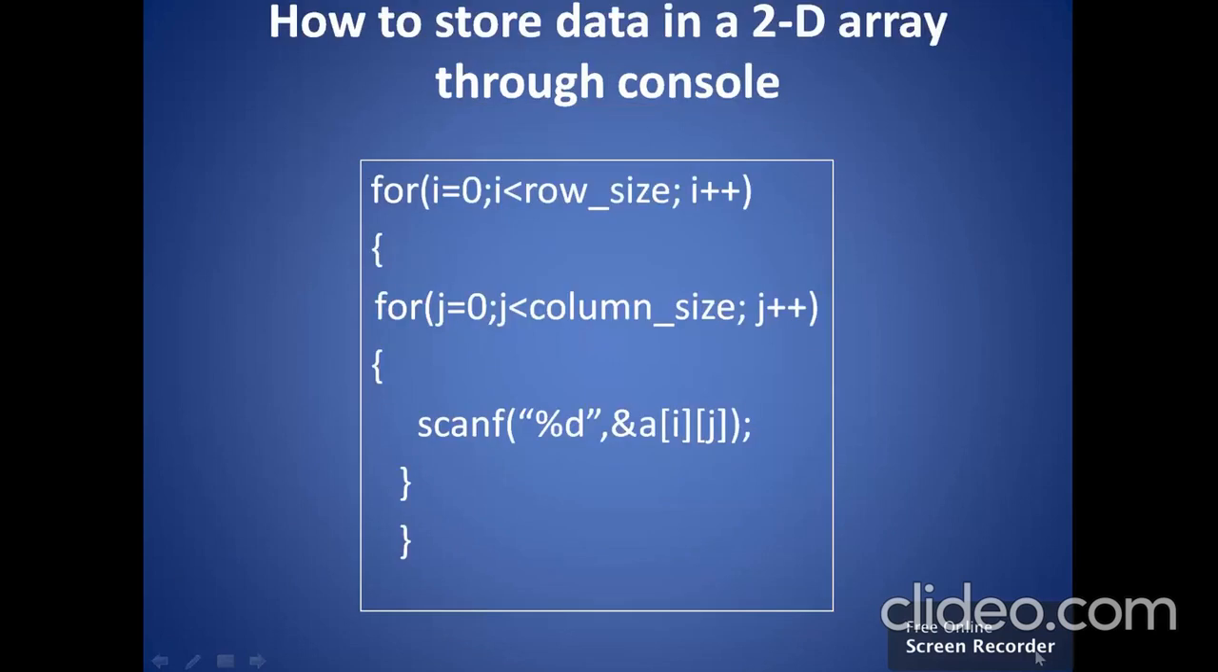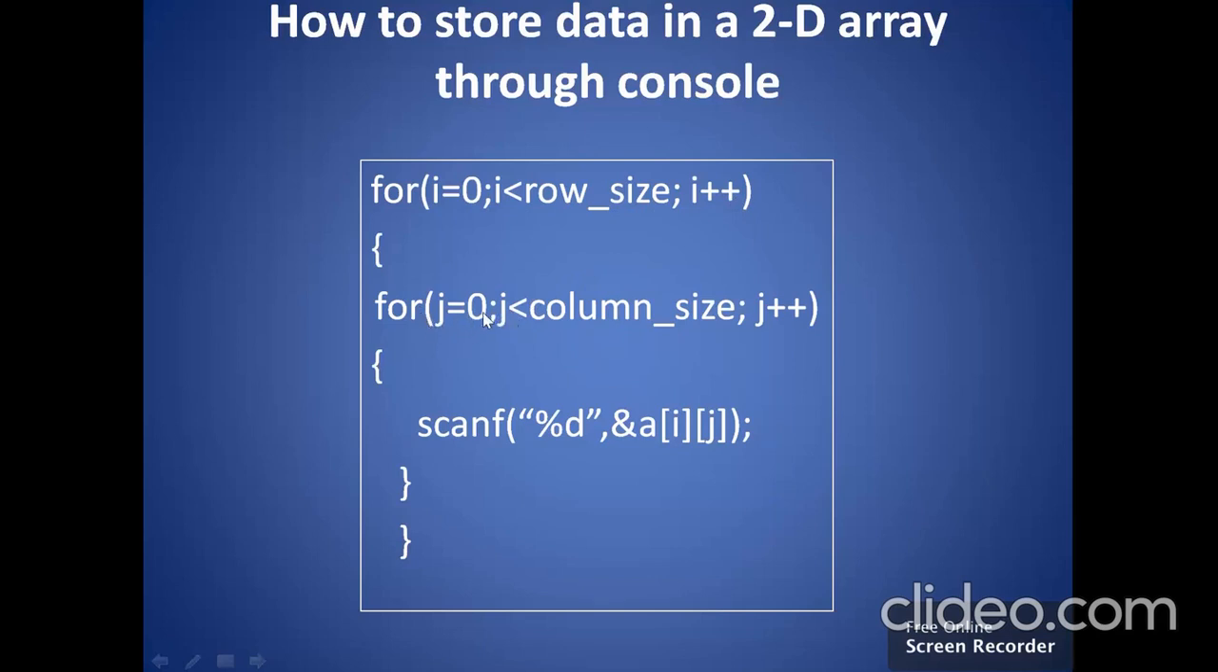Next is how to store data in a two-dimensional array through console. For storing data in a two-dimensional array, we need the help of a nested for loop. So here we will have two for loops. The first for loop is used for pointing the row. So the condition written inside the first for loop is i equal to 0, then i less than row size, then i plus plus.